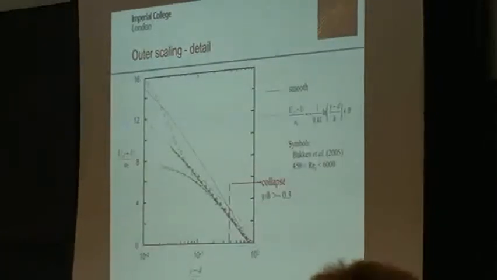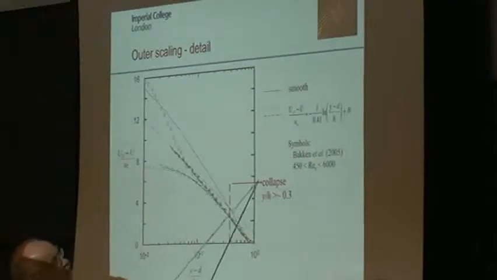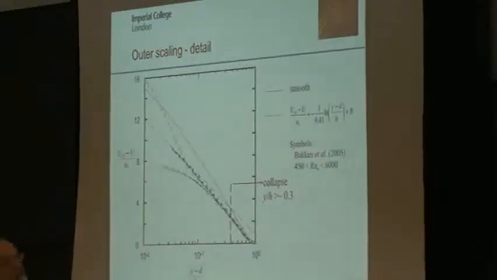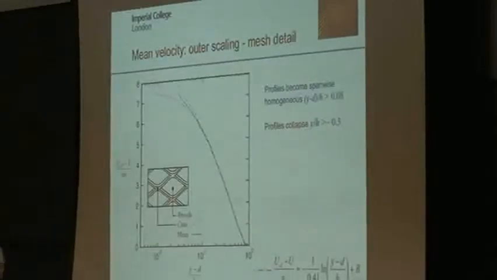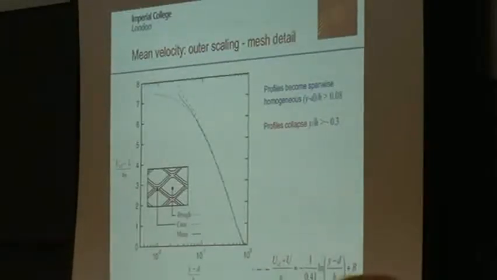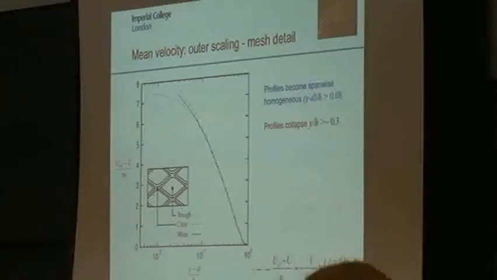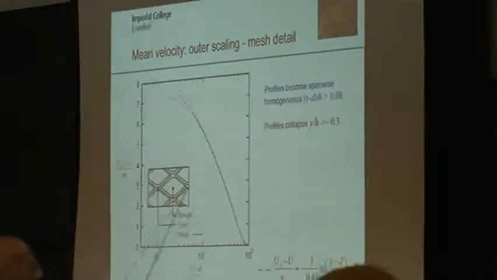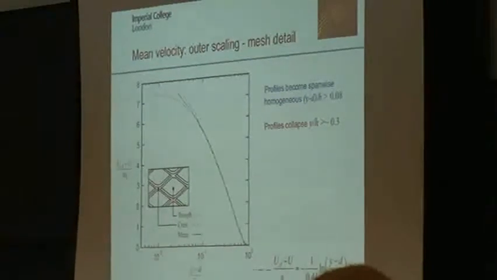Again, by eye, what we're suggesting is that actually, for the mesh, the data collapse for y upon h bigger than about 0.3. And then you ask yourself, well, what's the mesh actually doing? And what we're going to do here is actually then think about the spanwise location of the probe.